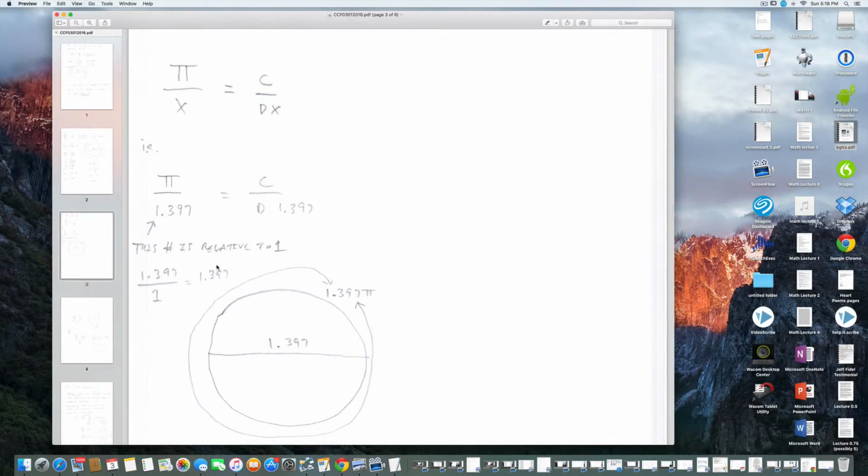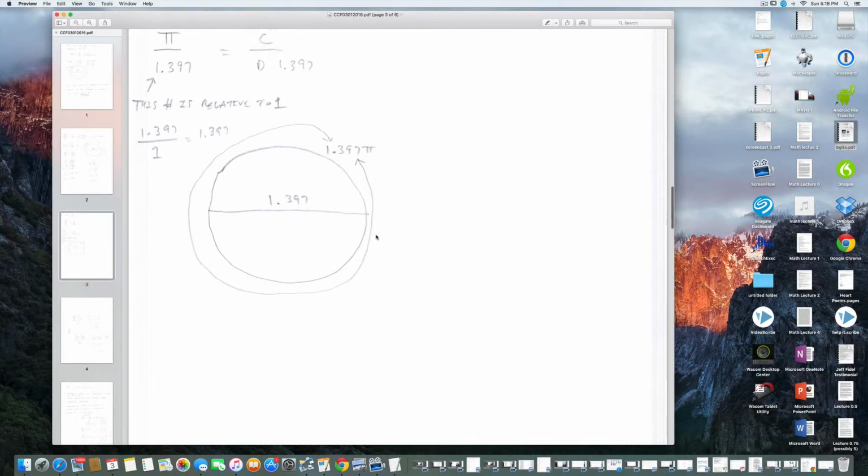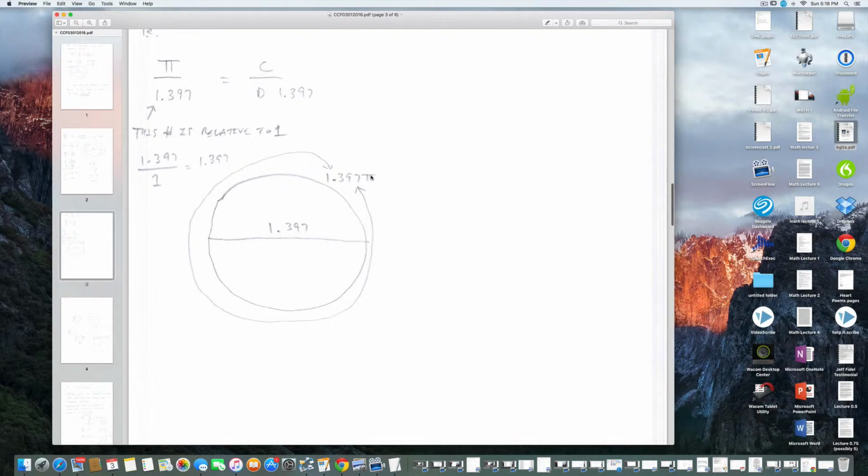And then basically we get our circumference of 1.397 pi and the diameter of 1.397, where pi is that ratio that we talked about. And the definition of pi is based upon a perfect circle with the diameter going exactly through the fattest part. So if we take that ratio and apply it to the circumference, we get pi. And in this case, of course, I mean pi relative to the number 1.